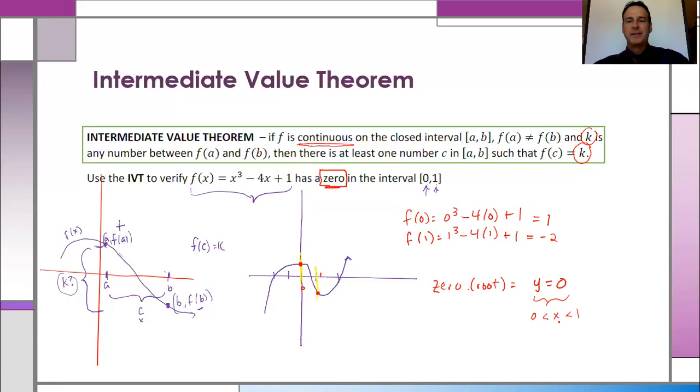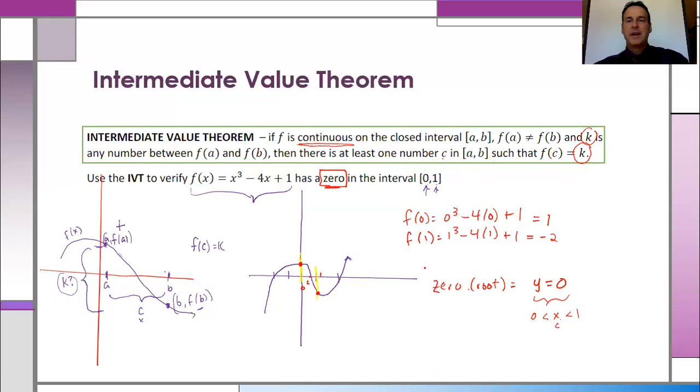Instead of calling it x in this definition, they actually use the letter C. There must be a letter C somewhere between A and B, such that f of C is equal to K. So just know that that is the case.